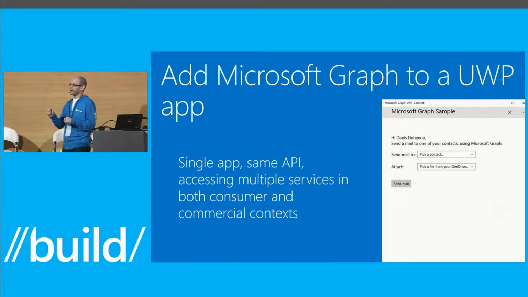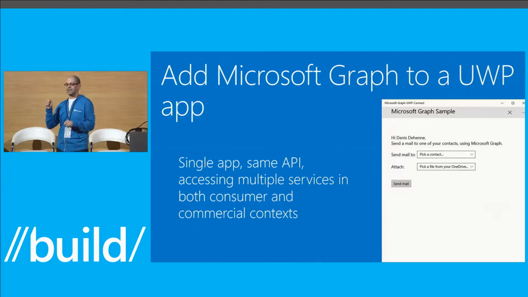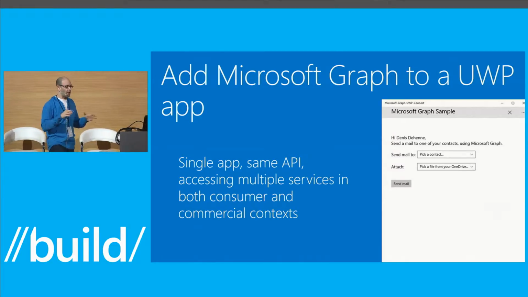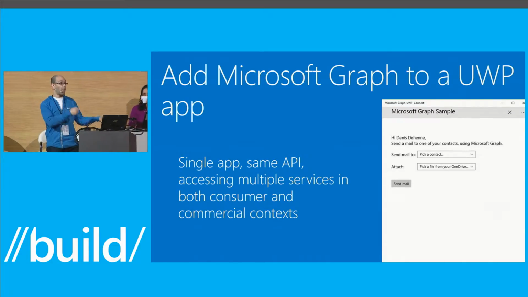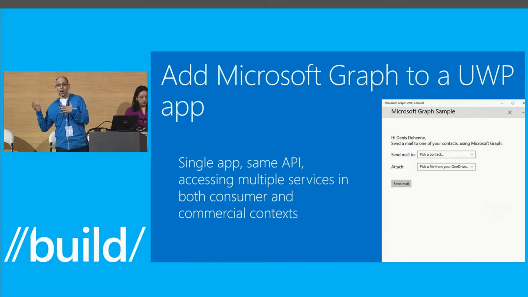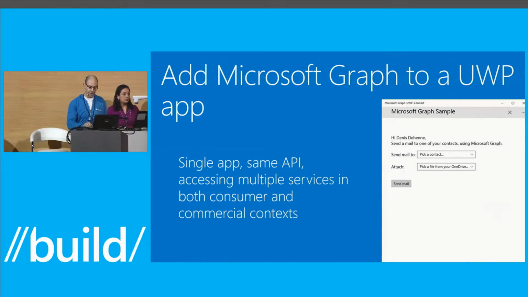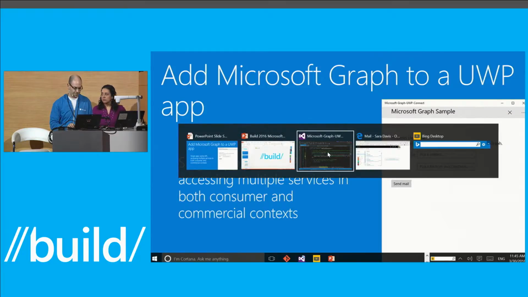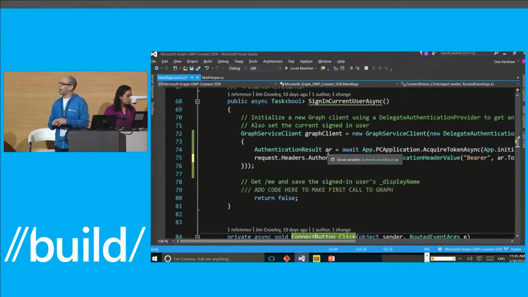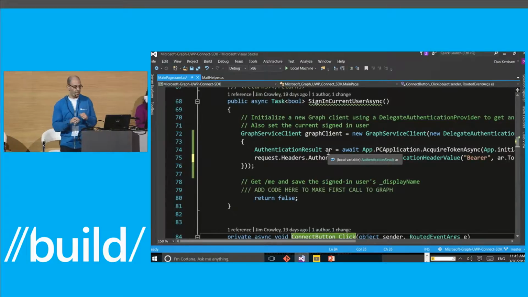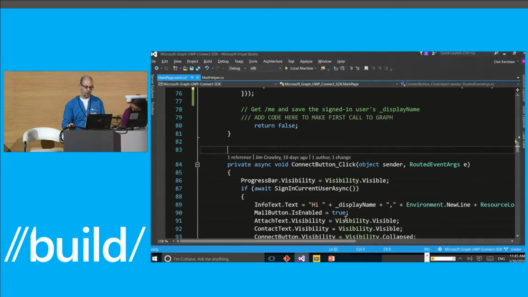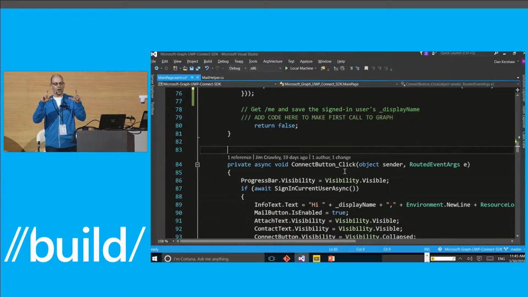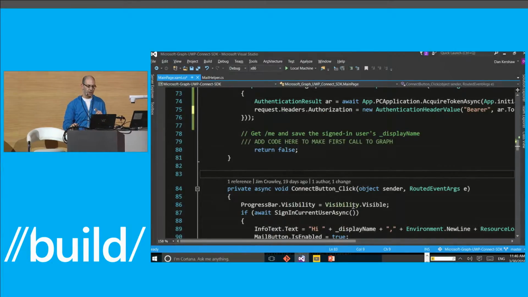So we're going to hook some of this up. What we're going to show you is that I'm going to build a single app that accesses the same API, but can now get to multiple services for both consumer and commercial. So I can sign in with either a Microsoft account or a work or school account, a business account. So let's see what that looks like. OK, so I'm sitting in my app here, and I have a connect button, which is the one that you saw with the Microsoft icon on it. And this is going to call into sign in current user.